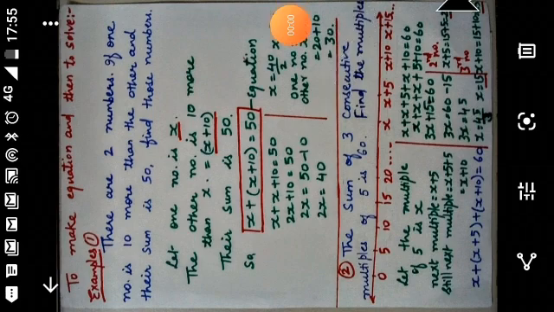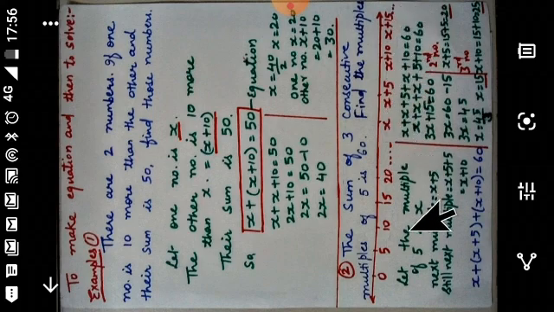Now let us see the second sum. The sum of three consecutive multiples of 5 is 60. Find the multiples. Now it is given multiples of 5. If we see on the number line, we can see the multiples of 5 as 0, 5, 10, 15, 20 up to infinity. That means if the first number is taken as x, the second is x plus 5, the third is x plus 5 plus 5, that means x plus 10. The next number is x plus 5 plus 5 plus 5, 3 times 5, so x plus 15, and so on.